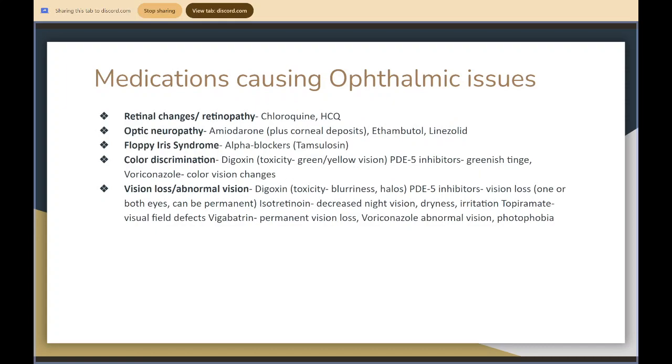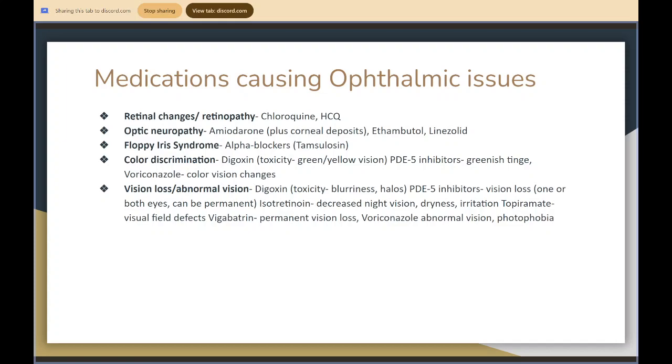All right, very good. Now, medications causing ophthalmic issues. These are specific. There is a chart in RxPrep and with the medications in Past NAPLEX Now. So, retinal changes or retinopathy we see with chloroquine or hydroxychloroquine. Amiodarone, ethambutol, and linezolid can cause optic neuropathy. For ethambutol, it starts with an E. E for eye is helpful, especially if you're doing TB and the adverse effects.